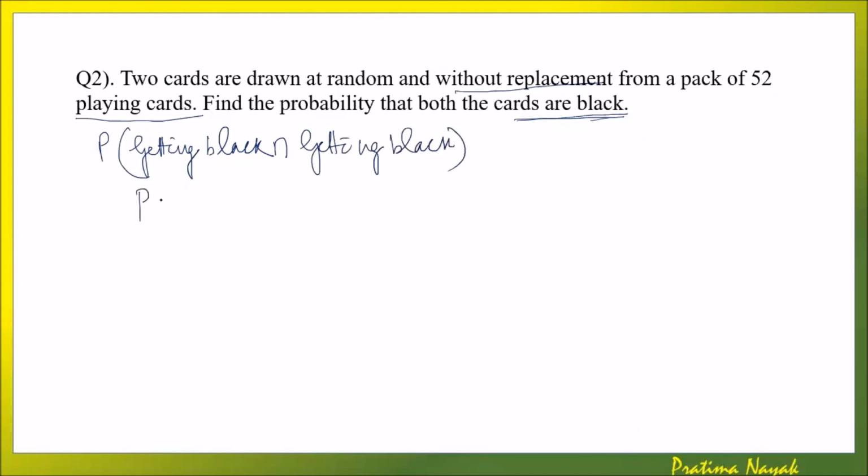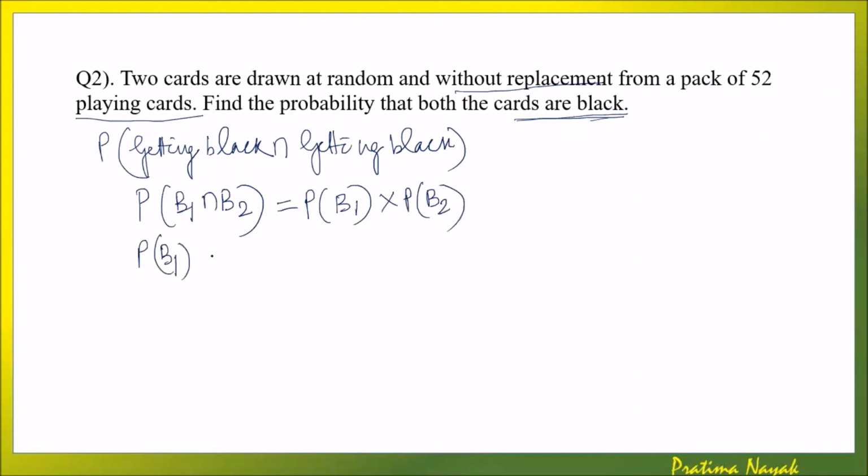That means probability of black 1 as well as black 2. They are independent because it does not depend on the first one. So probability of black 1 into probability of black 2. So what is the probability of black 1? Black 1 will be, there will be 26 by 52 cards, so it will be 1 by 2.